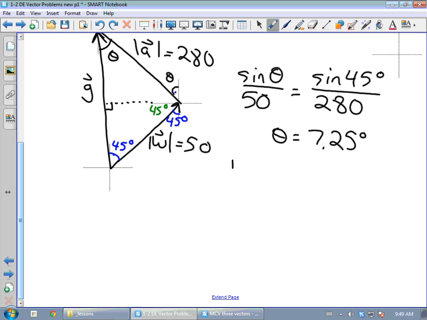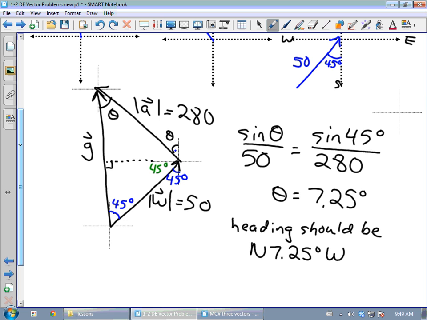Okay? So the heading should be north 7.25 degrees west. Okay? So that's the heading that our pilot should set. The next thing we want to figure out is what our ground speed is going to be. So we need to figure out what the magnitude of this third side is.